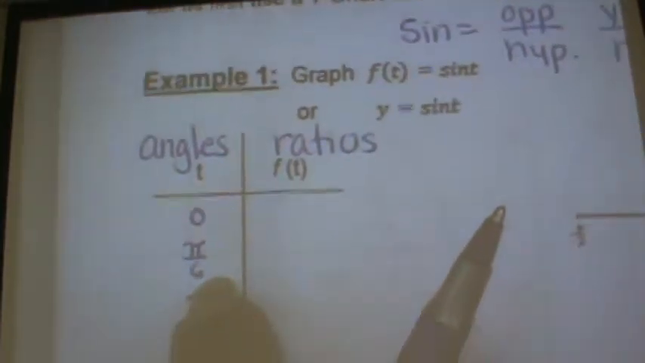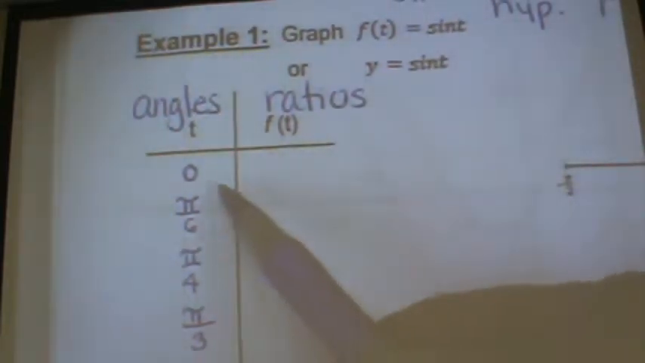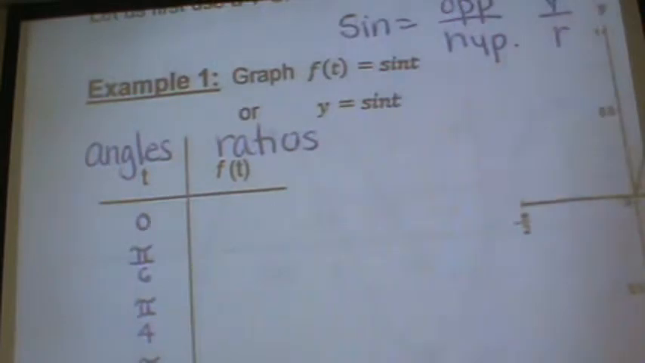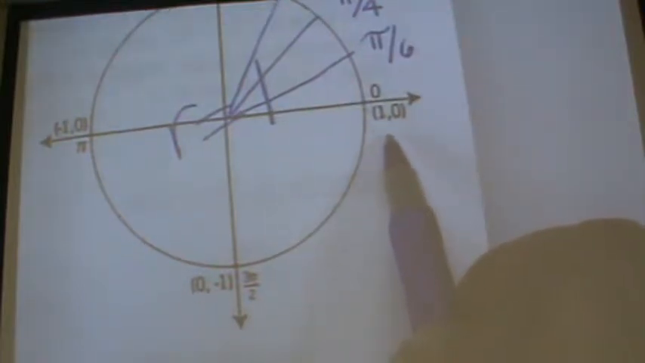What would be the ratio? So at 0 radians, right here, the definition of sine is y over r. Well, the y value at 1, 0 is what? What's the y value?